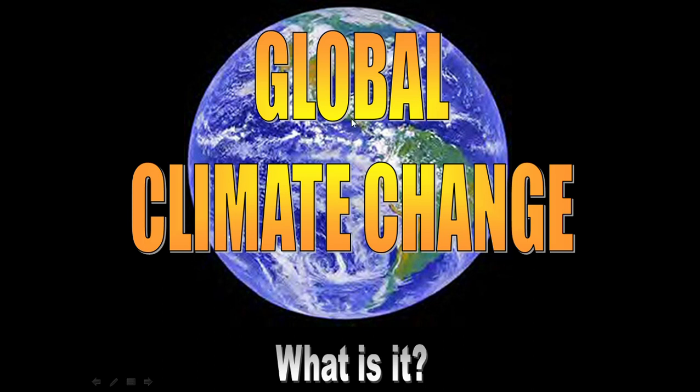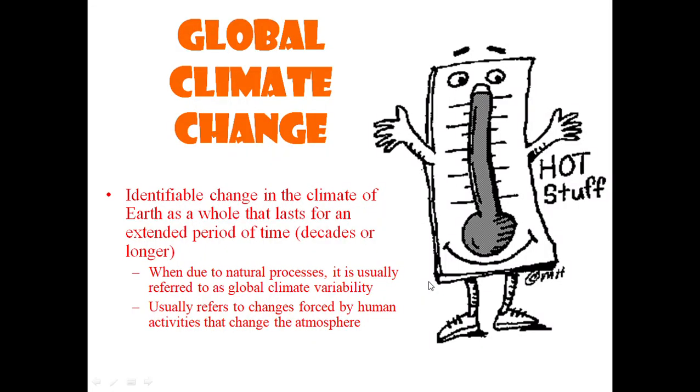Now, global climate change. What exactly is global climate change? Let's learn. Global climate change is an identifiable change in the climate of the Earth as a whole that lasts for an extended period of time, decades or longer. It happens due to natural causes, usually referred to as global climate variability. Usually it refers to the change caused by human activities that change the atmosphere.